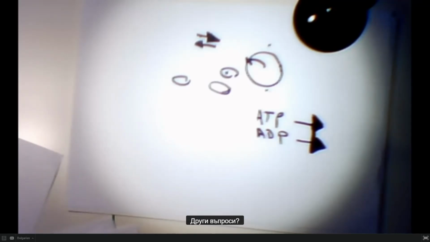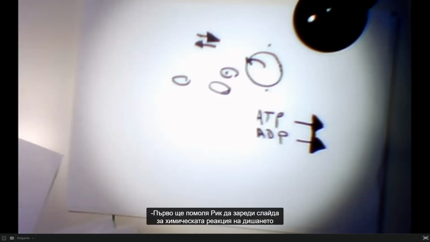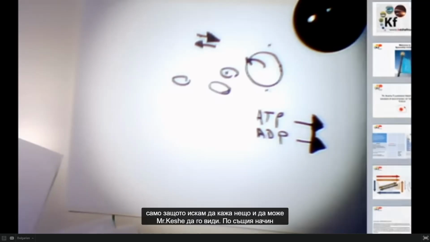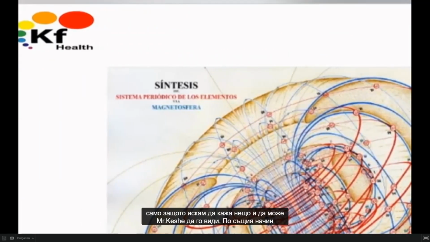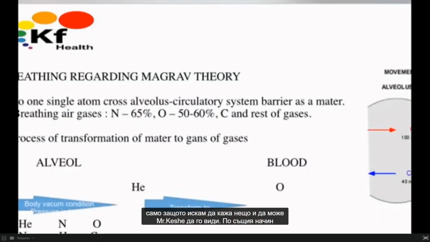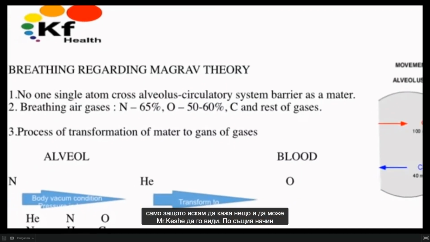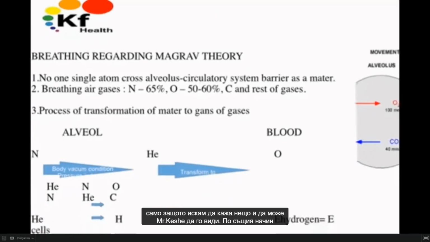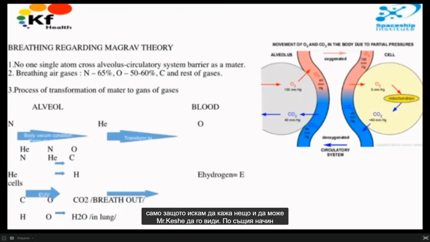Any other question? I will just ask Rick to give again the slide where I have written the chemical reaction. You remember, Rick? I want to say something to Mr. Cash to see if you remember the slide. I will tell you, it is not like we think regarding Markgraf theory.